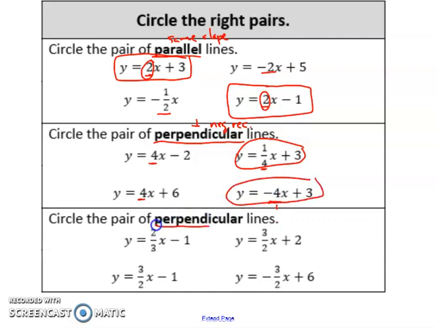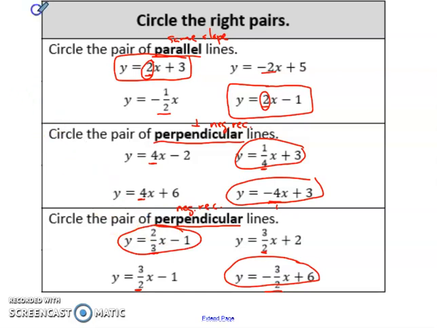One more perpendicular. Remember negative reciprocal. Flip and change the sign. I have 2/3. I have 3/2. Those are reciprocals, but the signs didn't change. I have another 3/2. Not yet. Those are parallel though, but I want perpendicular. Then I have -3/2. That sign changed, but the fraction didn't flip. But right here, 2/3 became 3/2. Positive, negative. There's my perpendicular set.